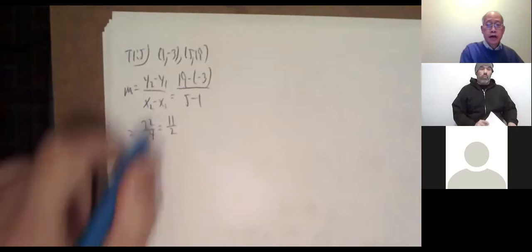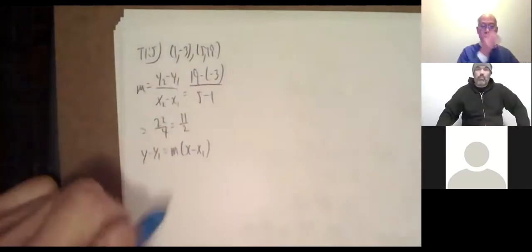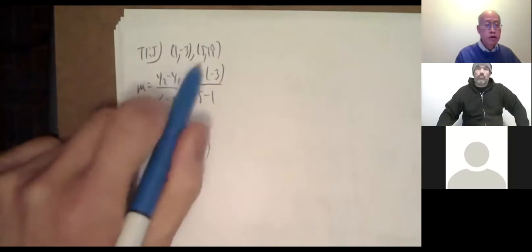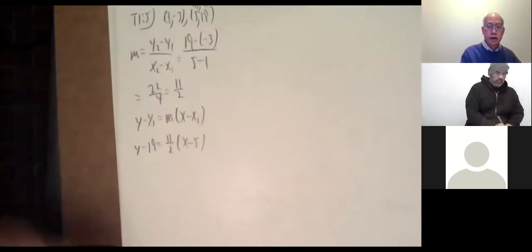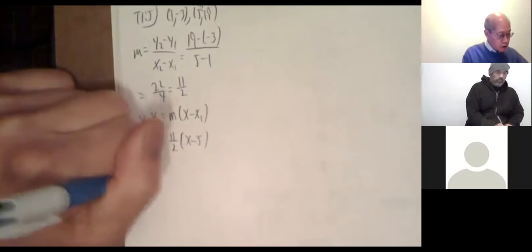All right, so now that I have that, I use the point-slope form. Point-slope form is y minus y1 equals m times x minus x1. I already know the slope. Which point do I pick? You can pick either point. I'll pick this one because they're both positive. So I'll pick this as x1, y1. You could also pick this one. So y minus 19 equals 11 over 2 times the quantity x minus 5. And now I just clean that up. y minus 19 equals 11 over 2 x minus 55 over 2.